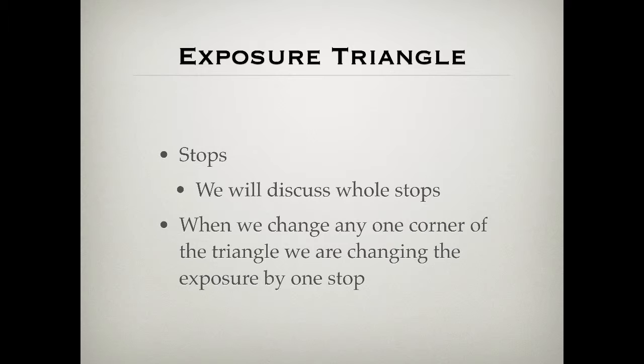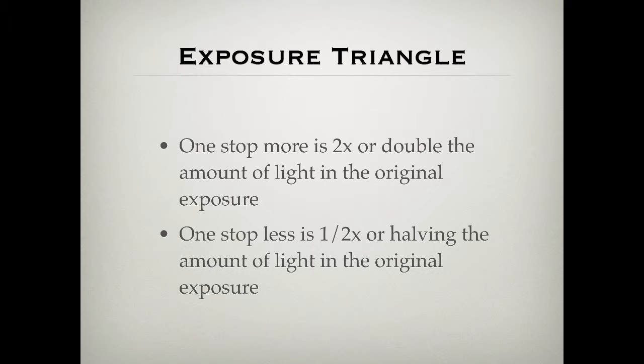In the beginning, I'd suggest maybe when you make adjustments, think in whole stops. So when you add a stop of light, one more stop, you are doubling the amount of light from the original exposure. And we'll talk about what that original exposure is. Or if you add one less stop of light, you're halving the amount of light falling on your sensor or your film.